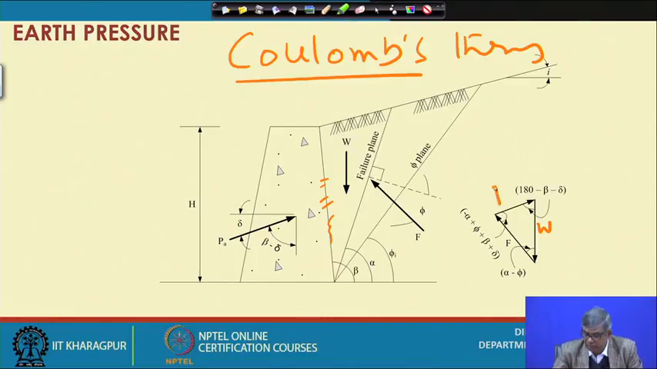This is actually PA, which is not written here. This is F, this is PA, and this is W. Now, based on this force polygon, the way we did Rankine's theory initially, we can find PA in terms of the different angles we have drawn. Then we can differentiate the active earth pressure with respect to the angle beta and set it to 0 to find the angle at which it becomes optimum.